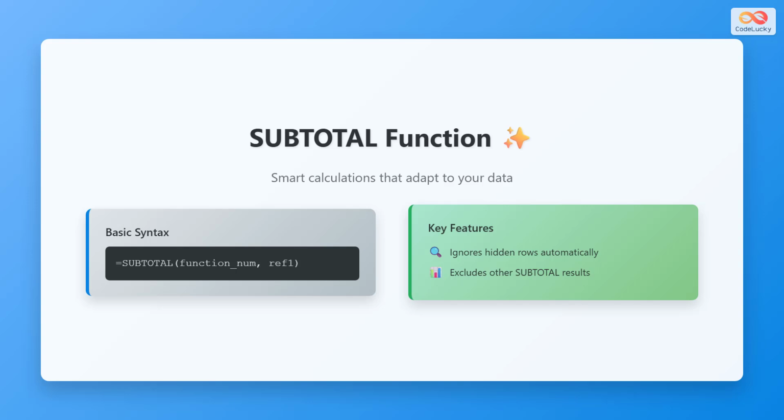The subtotal function offers a smarter way to perform calculations that adapt to your data. The basic syntax of the subtotal function is as follows: equals SUBTOTAL, open parenthesis, function_num, comma, ref1, close parenthesis. The function_num argument specifies which calculation to perform, like sum or average, while ref1 is the range of cells you want to calculate. Key features of subtotal include its ability to automatically ignore hidden rows and exclude other subtotal results, preventing double counting.